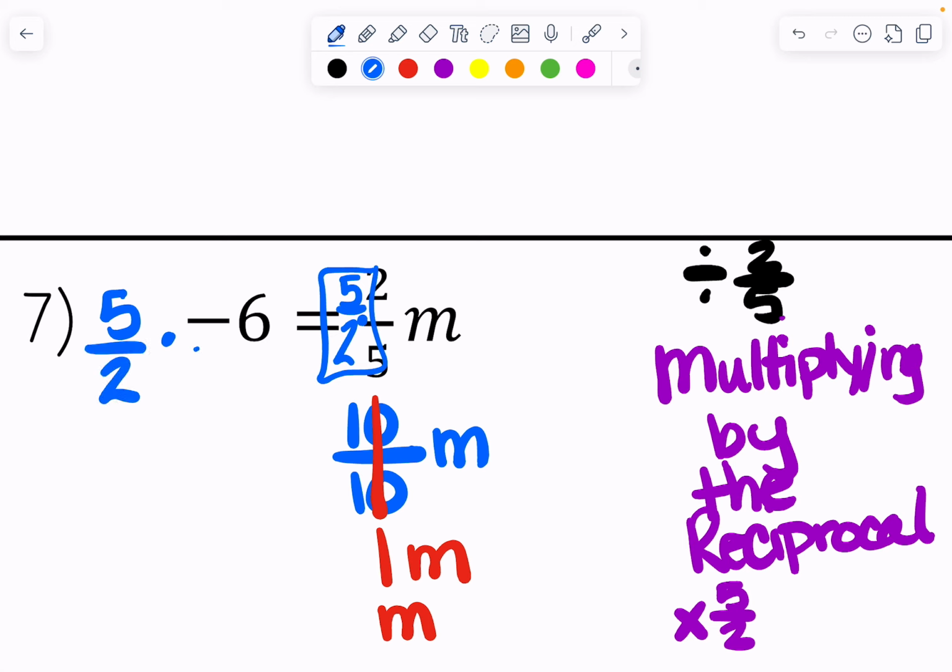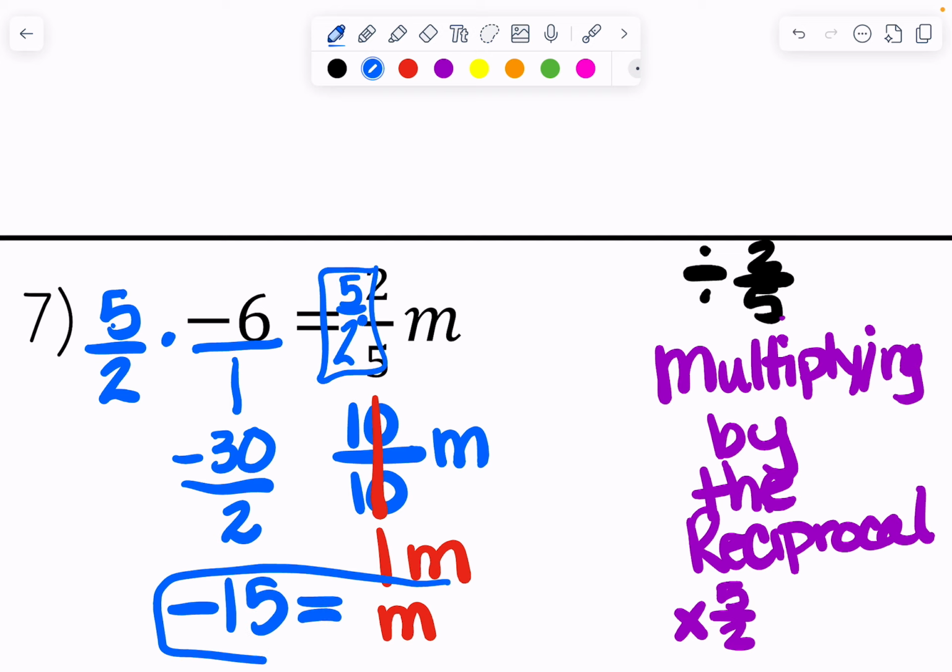My negative 6, every whole number has a denominator of 1. And so if I multiply across, 5 times negative 6 gives me negative 30. 2 times 1 gives me 2. And negative 30 divided by 2 will equal negative 15. So I'm going to end up with m is equal to negative 15.